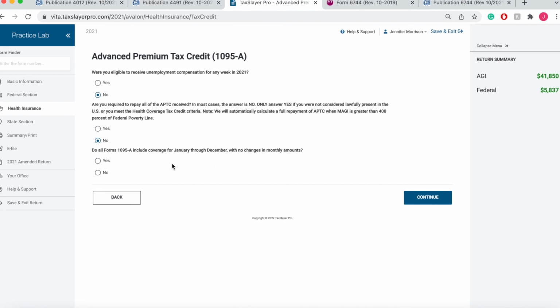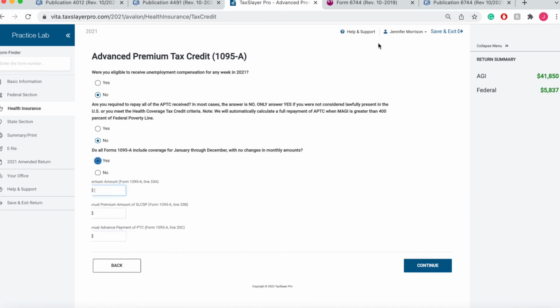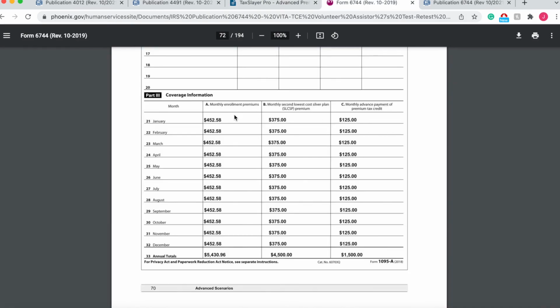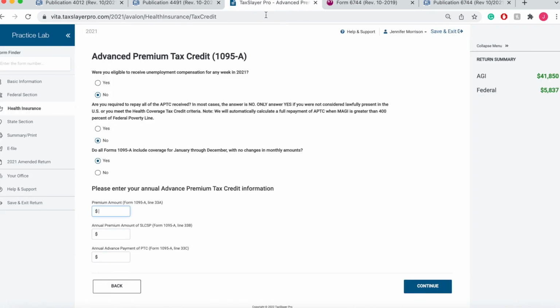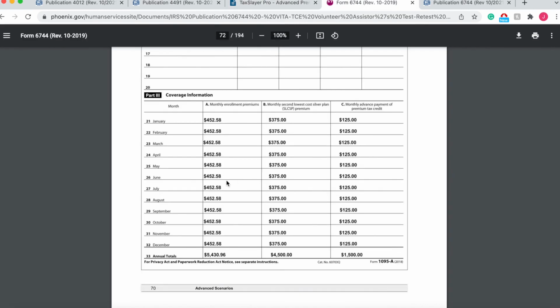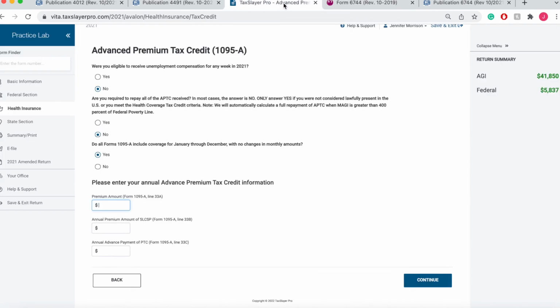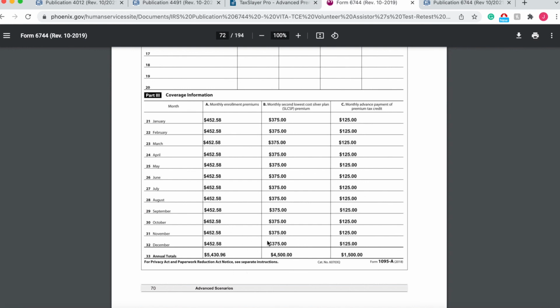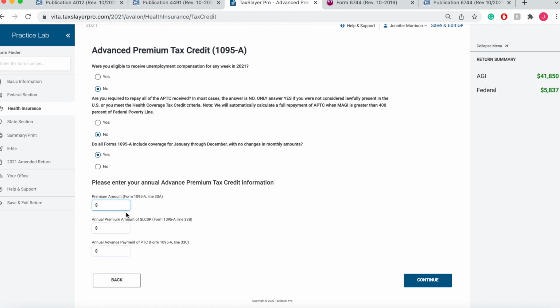Do all forms 1095 include coverage for January through December with no changes in the monthly amounts? That is a yes right there, because we see all of these amounts are exactly the same. Please enter your annual premium tax credit information. Here, we're going to take the premium amount from here. That is the monthly amount. Okay, so here is the total. We have all of those down there as well for the different sections here.